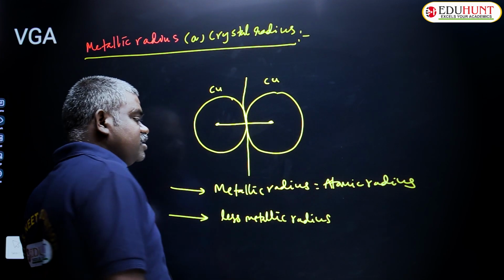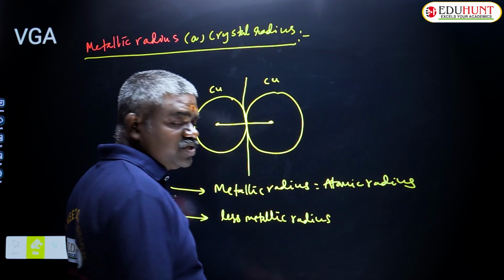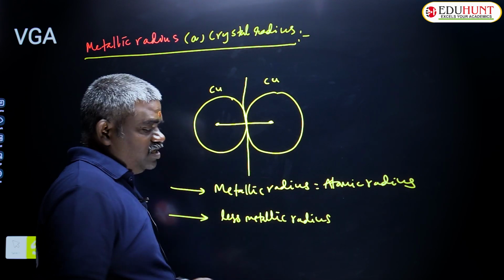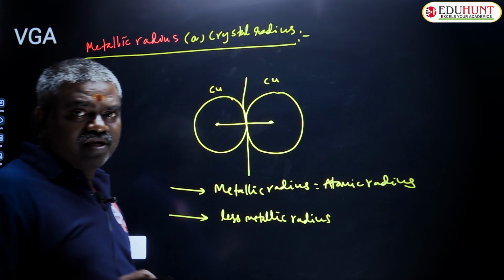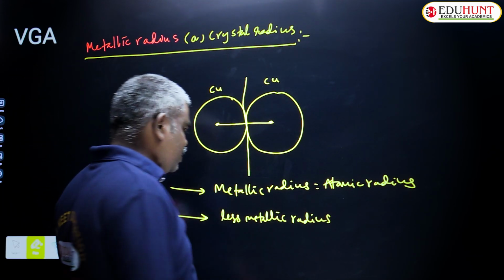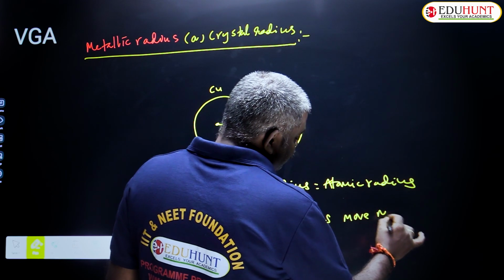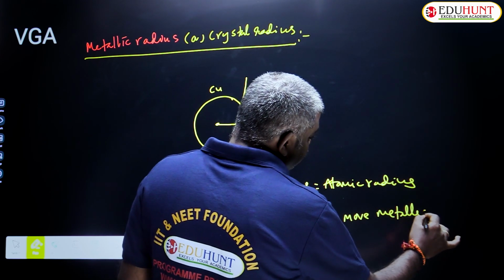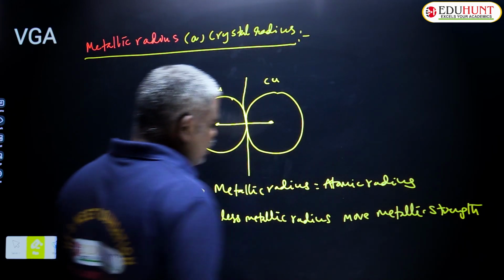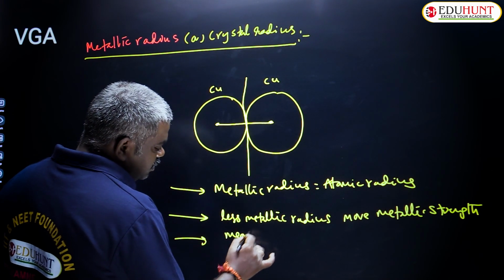If the metallic radius is less, it means the distance between two metals is less. It forms a strong crystal. The strength of the metal is more. The less the metallic radius, the more the metallic strength. The more the metallic radius, the less the metallic strength.